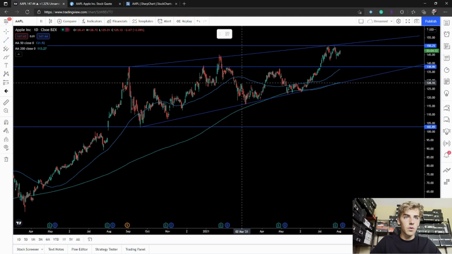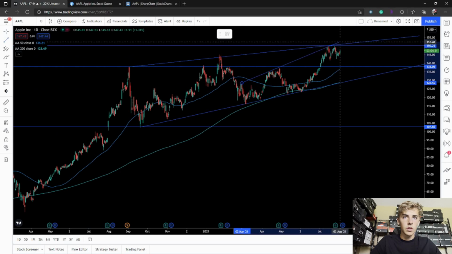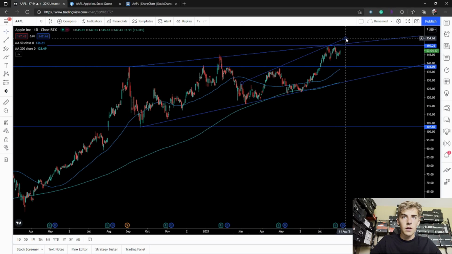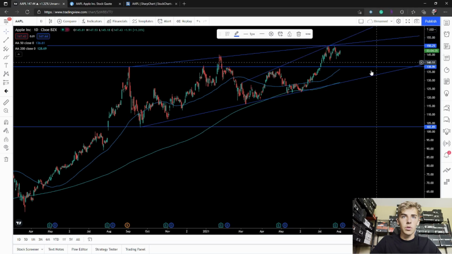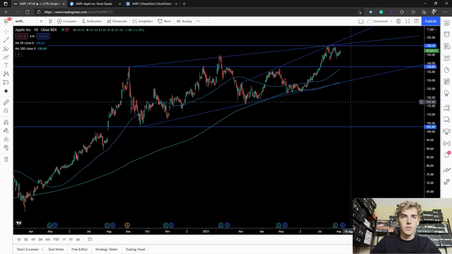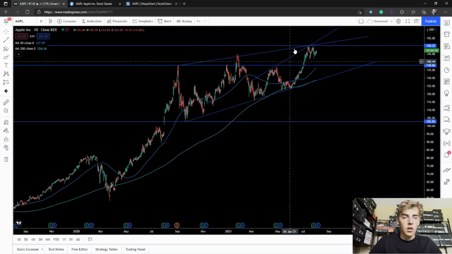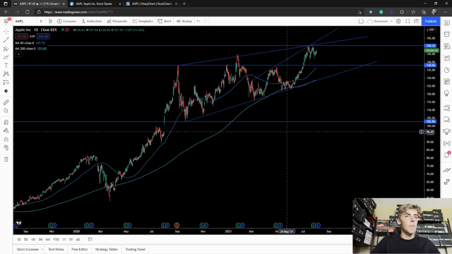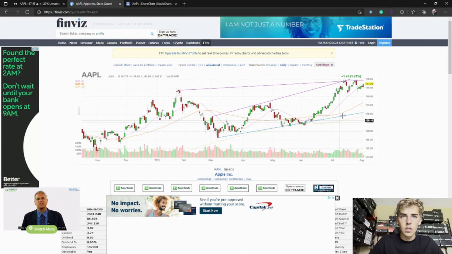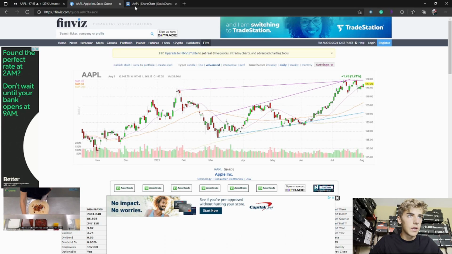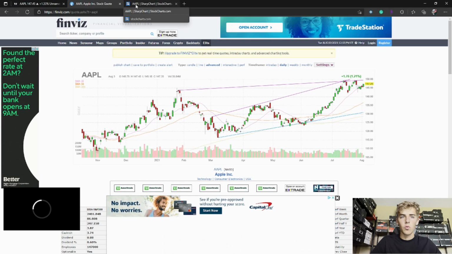just for further, better use to see where Apple's headed. Now, this does show that Apple will continue to hit this line. If not, then follow this trend line instead. And then you could see, it also uses the moving averages. And then stockcharts.com is also a good one.